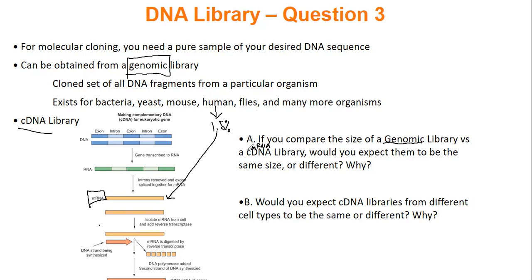So very different. And then B here, would you expect cDNA libraries from different cell types to be the same or different? Why? So I'll go ahead and answer that one for us. Different, because cells produce different proteins, right? Like a skin cell and a blood cell are going to make quite different proteins. So for cDNA libraries, you not only have to be concerned about what organism you get it from, but you also have to be aware of what cell type you are getting your DNA from.